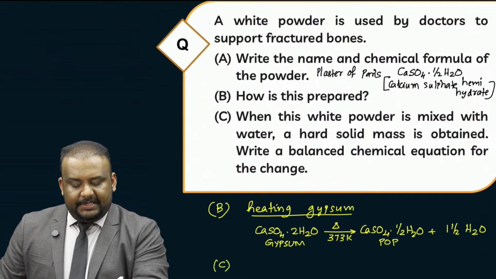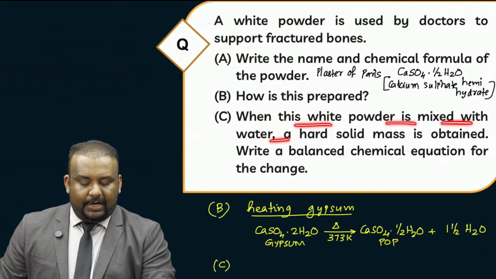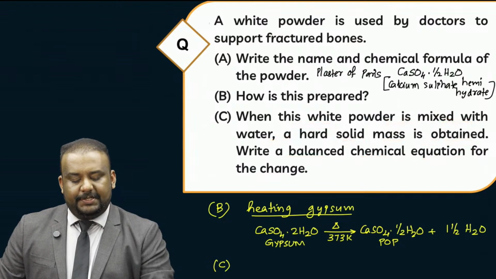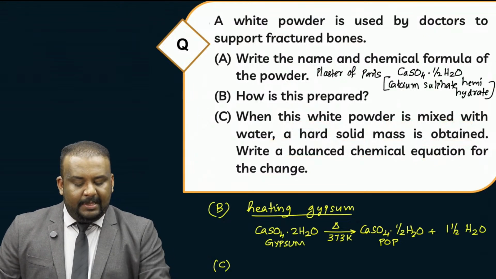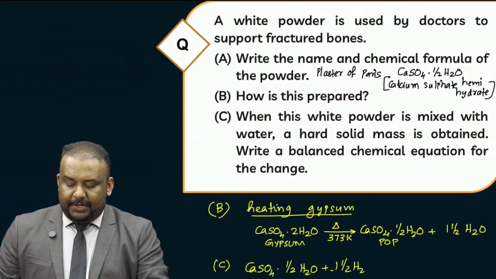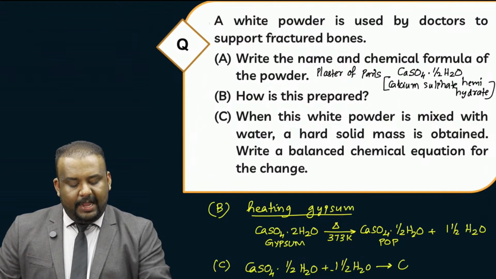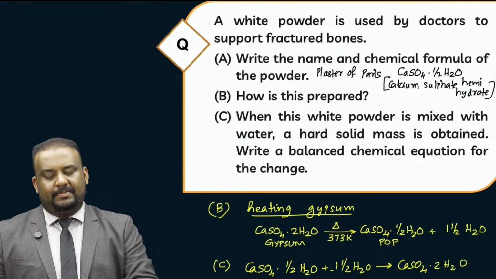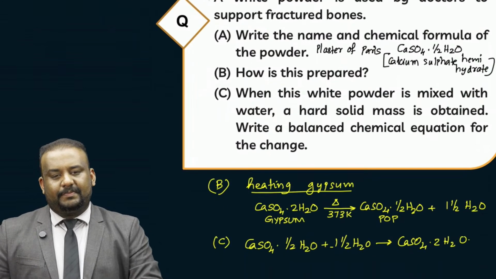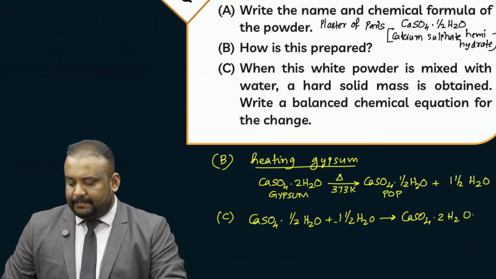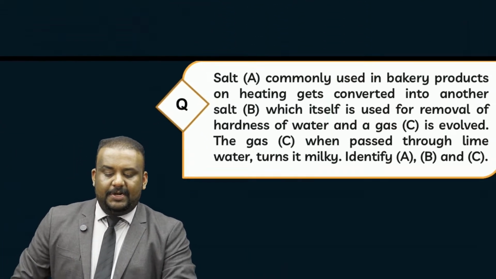Now, the C part of the question says, when this white powder is mixed with water, a hard solid mass is obtained. Write a balanced chemical equation for the change. So what is going to happen? The reverse reaction. When you take Plaster of Paris and add 1.5 molecules of water to it, it will harden again to form what? Gypsum. That will be the chemical reaction. Clear? Any doubts in that? Okay, let's move on to the next one.